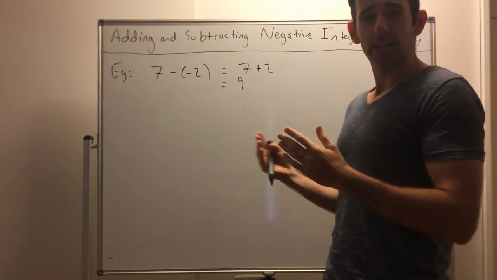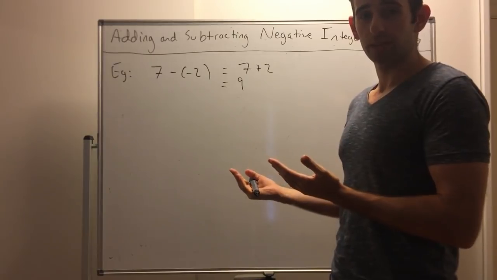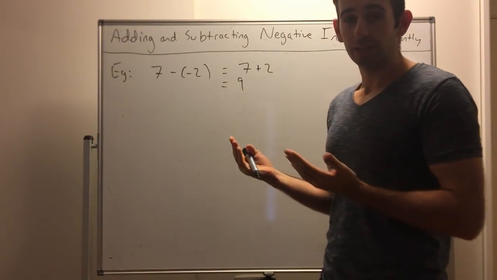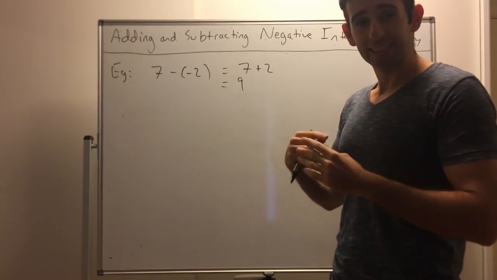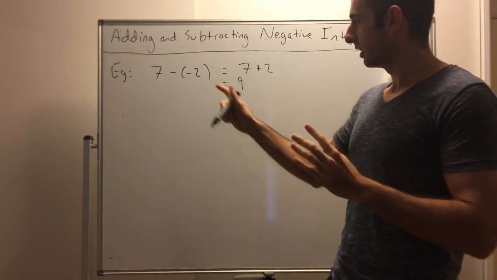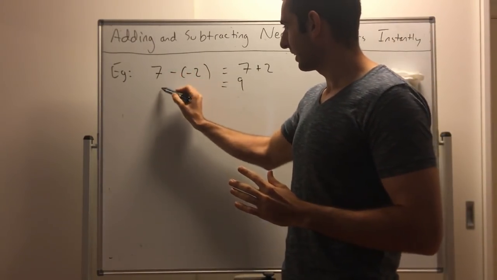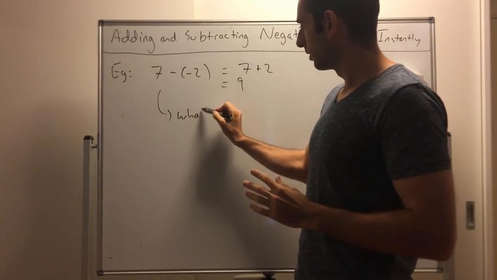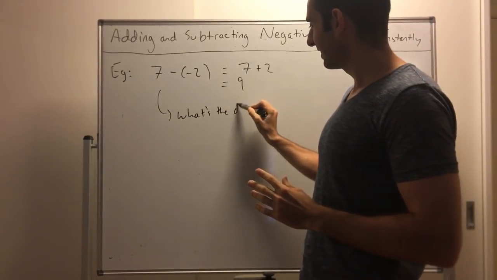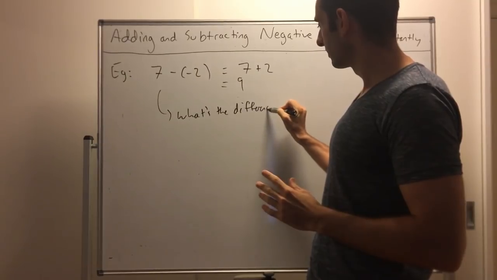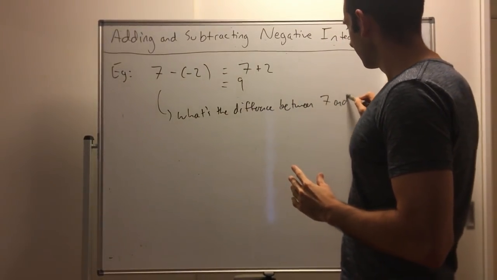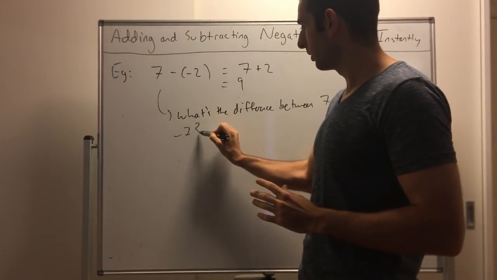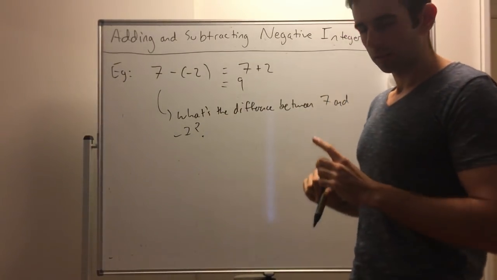Even people in years 11, 12, uni, or adults just know that subtracting a negative number turns into a plus. So two minuses is a plus. Let's understand why that's the case. This is the same as saying, what's the difference between 7 and minus 2?